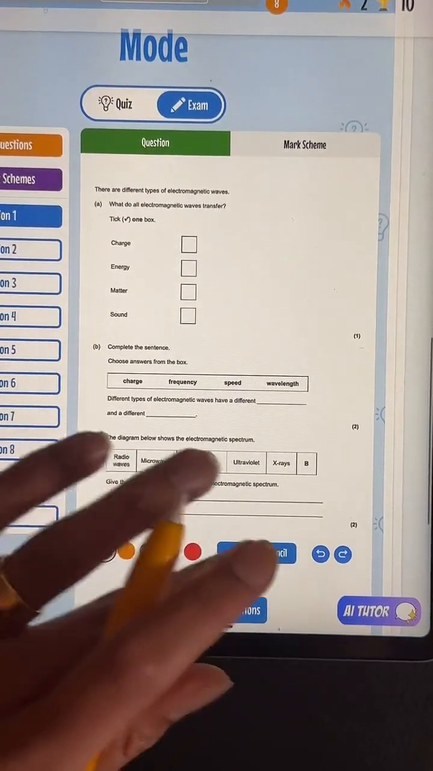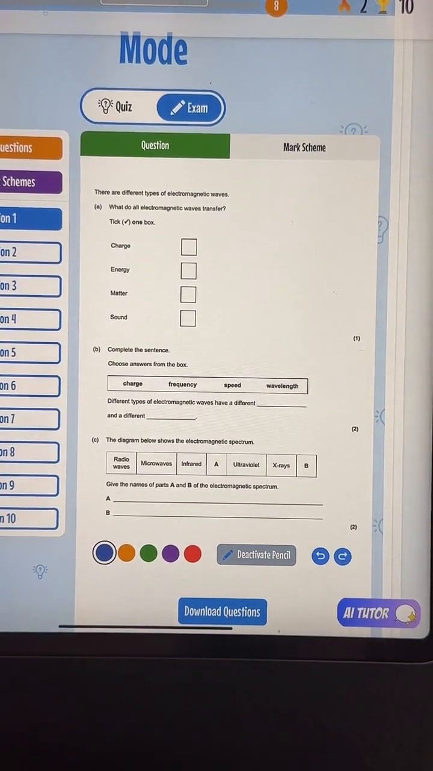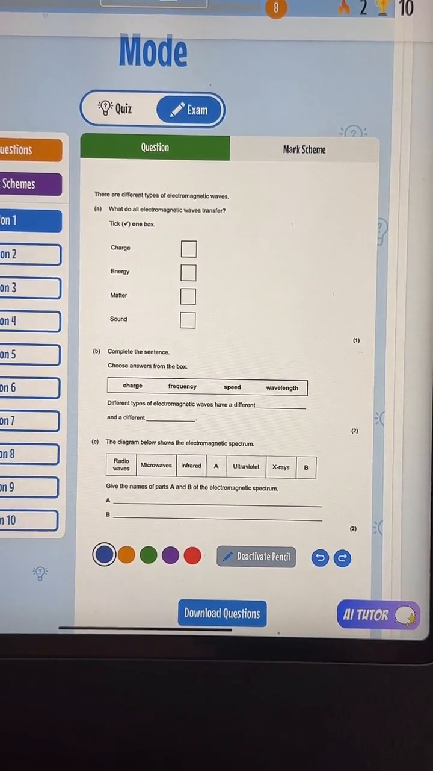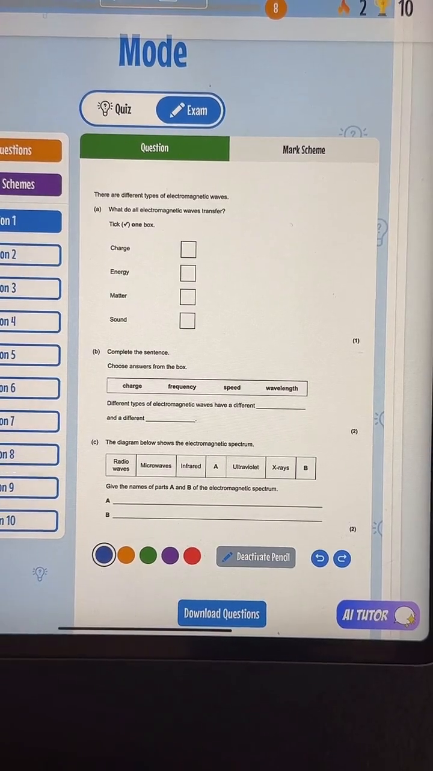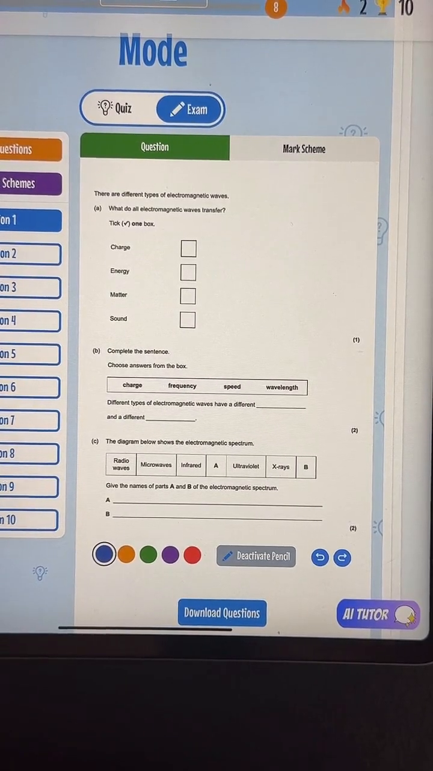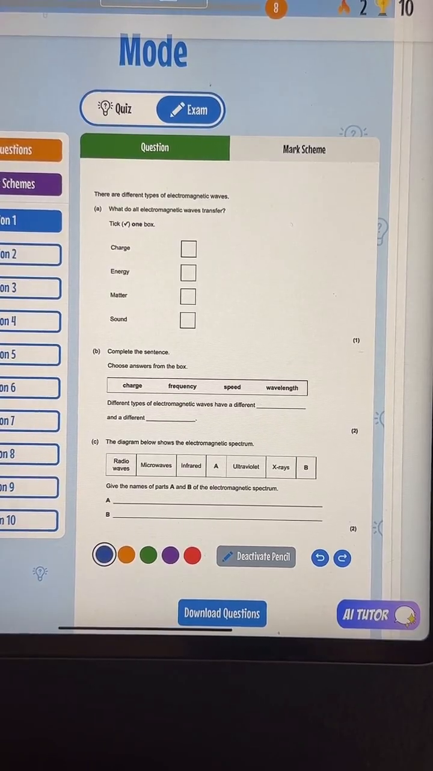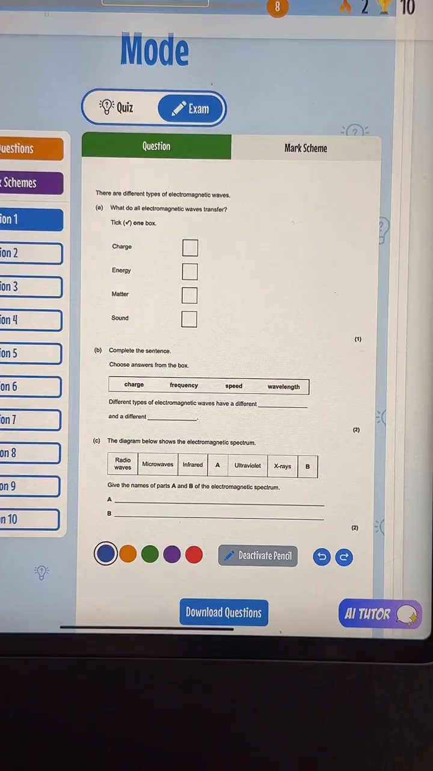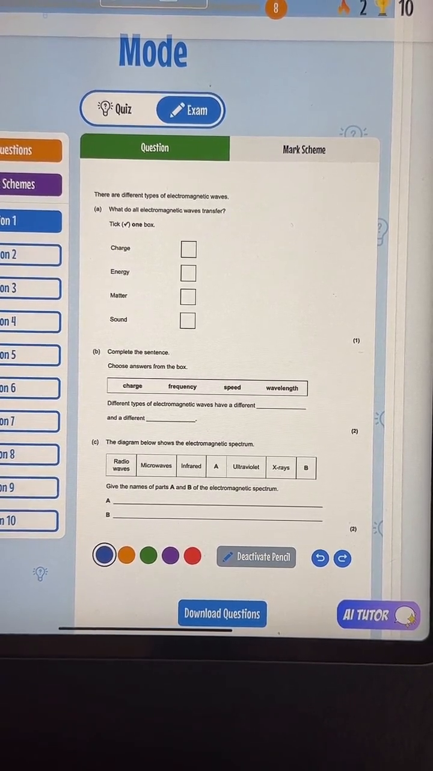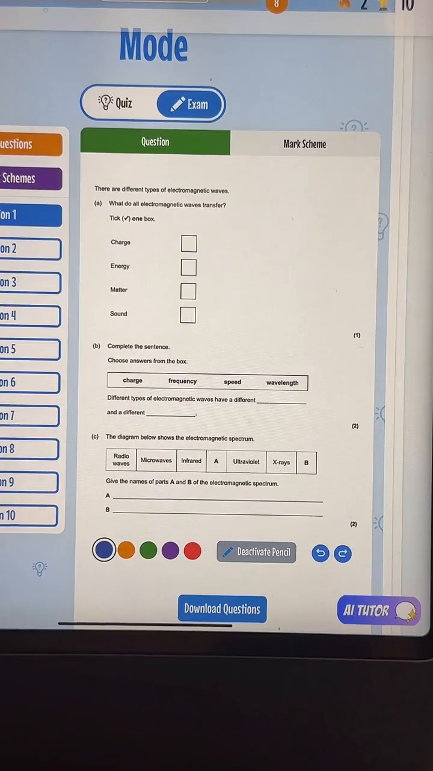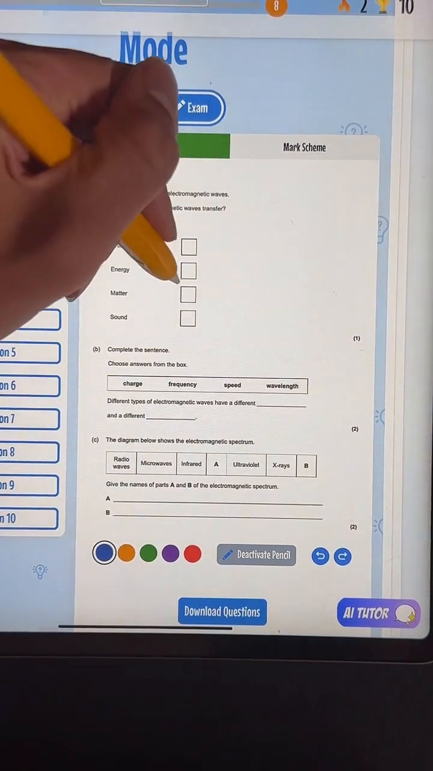So question 1. There are different types of electromagnetic waves. What do all electromagnetic waves transfer? Is it charge, energy, matter, or sound? Earlier I mentioned electromagnetic waves are a type of transverse wave, and we spoke about earlier what they do. Yep, I see a couple of answers. They are correct. It is to transfer energy.